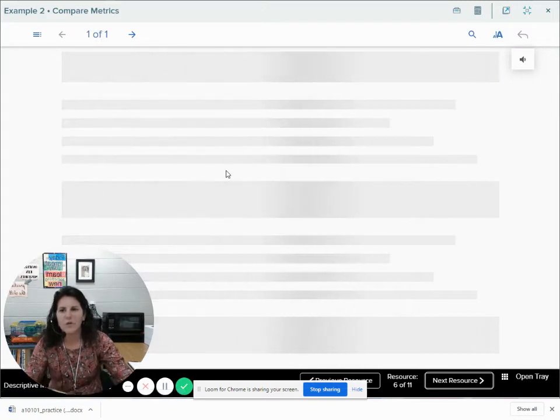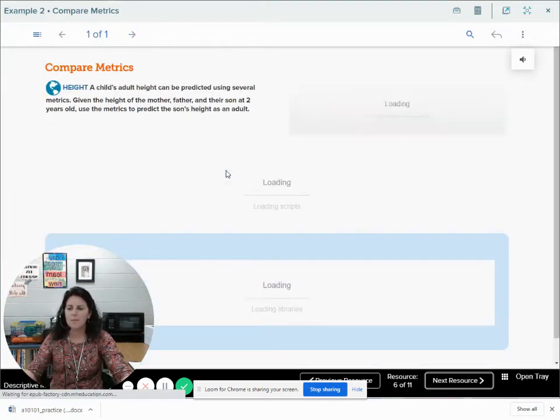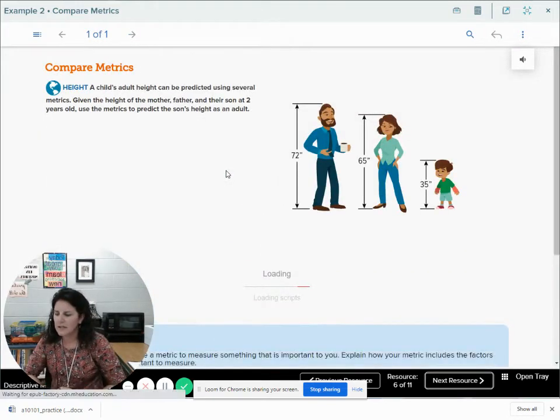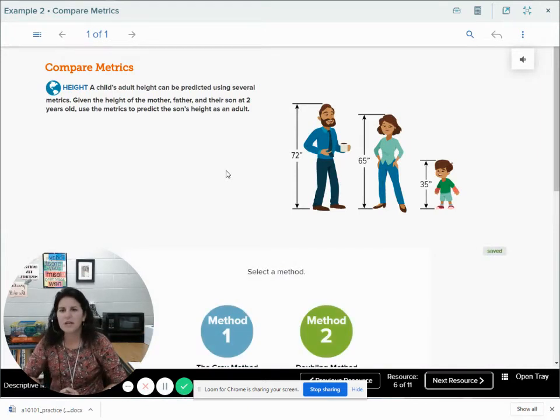All right, following along, example 2, compare metrics. So if I'm comparing metrics, we're looking at height. A child's adult height can be predicted using several metrics. Given the height of the mother, the father, and their son at 2 years old, let's use the metrics to predict the son's height as an adult.